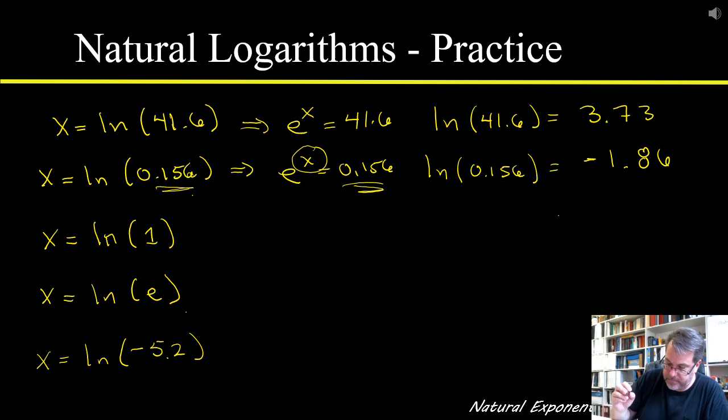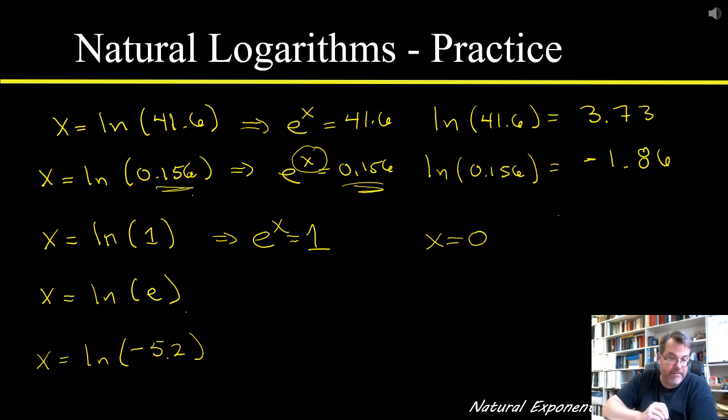All right, this first one, ln of 1, means e to the x equals 1. What power do you raise something to get 1? Well, any number raised to the 0 power is equal to 1. So therefore, in this case, x is 0. And if you put that in the calculator, you should get 0.